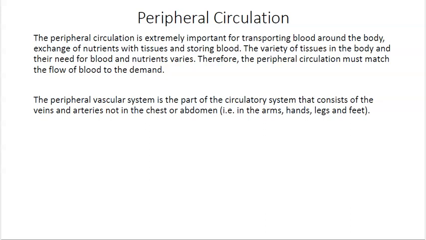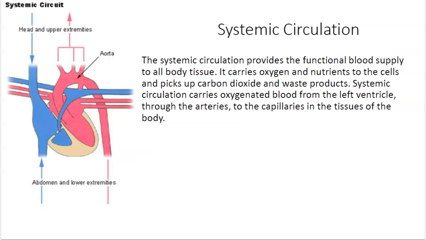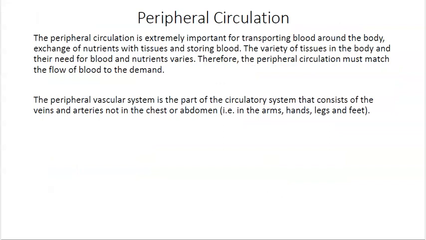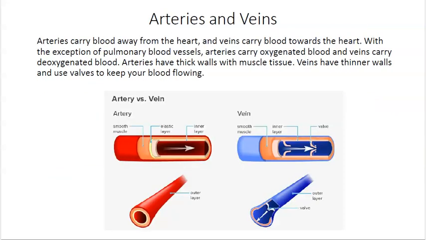The peripheral vascular system is part of the circulatory system that consists of veins and arteries, not in the chest or abdomen. So you need to know those three types of circulation: systemic, pulmonary, peripheral. A lot of questions come from those. A lot of questions about arteries and veins.